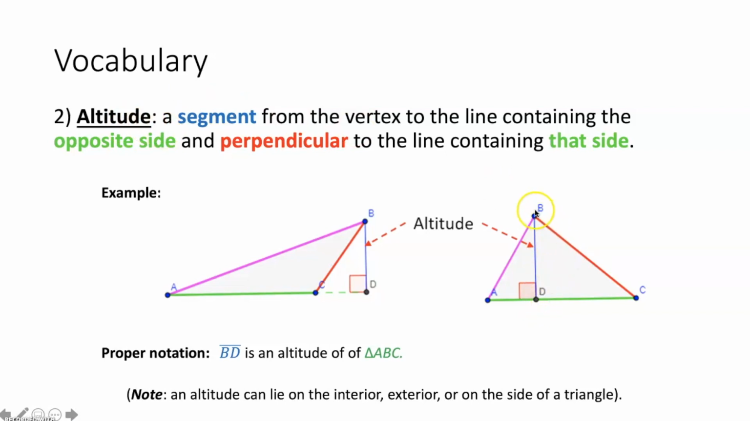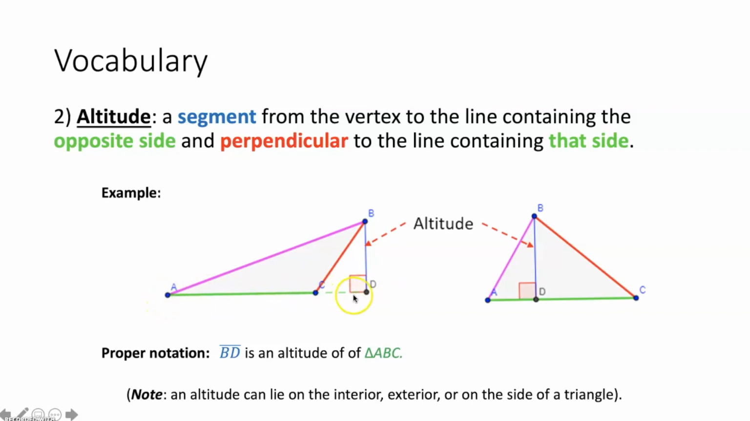So segment BD would be an altitude of triangle ABC here. Same thing with this segment right here. Segment BD is also an altitude of this triangle ABC because it goes from a vertex and is perpendicular to the line containing the opposite side. Now note that it doesn't have to be perpendicular to the side itself. Sometimes if you have an obtuse triangle, when you draw your altitude, the altitude is going to be perpendicular to the line containing that side.